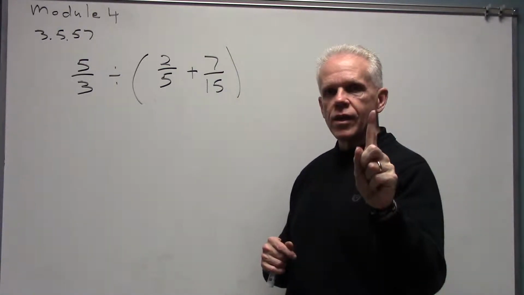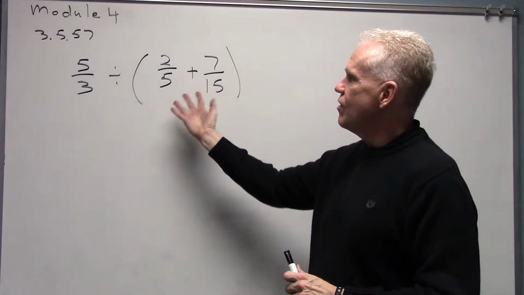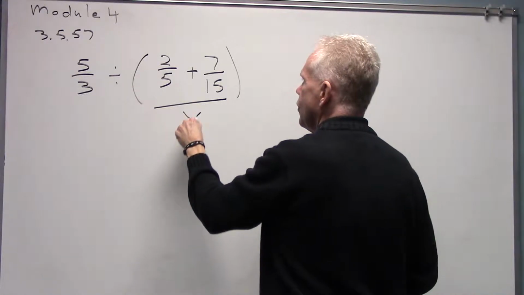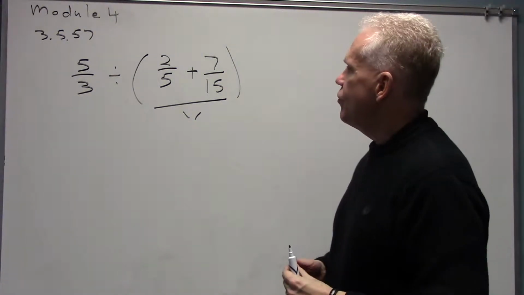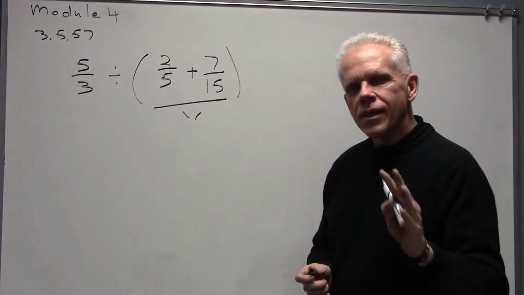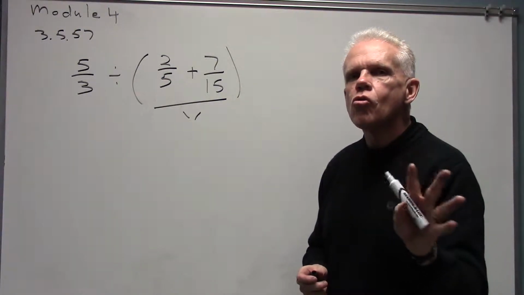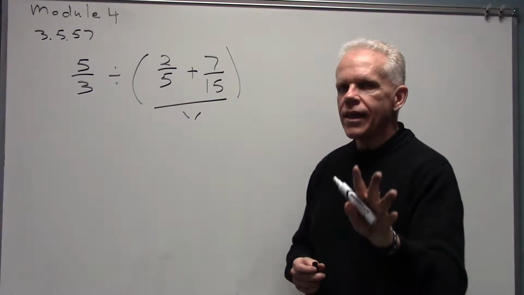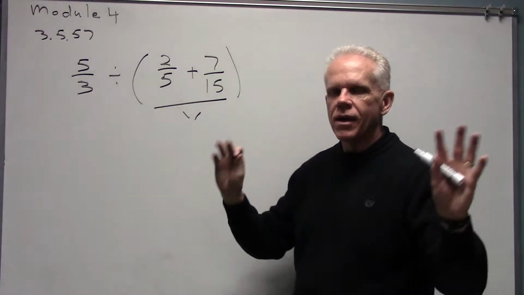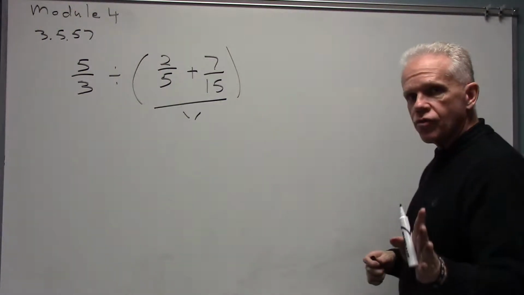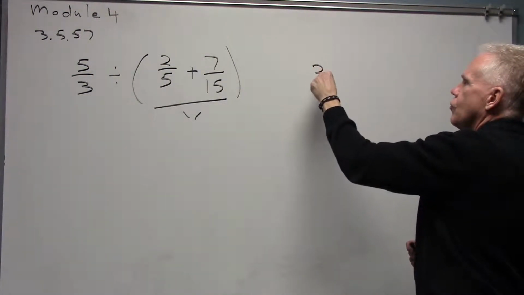Remember, first, in the order of operations, we're going to work inside parentheses. So my first order of business is to add 2/5 and 7/15. Now please, please, please don't think that that is like 9/20. No, no, no. We got a lot of work to do. We can't just add the top and add the bottom. You know better. All right, so let's go to the side, do a little side work over here.